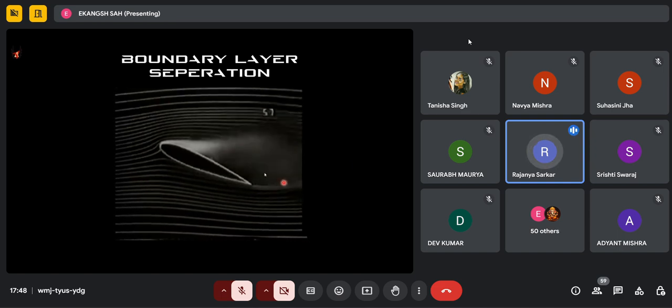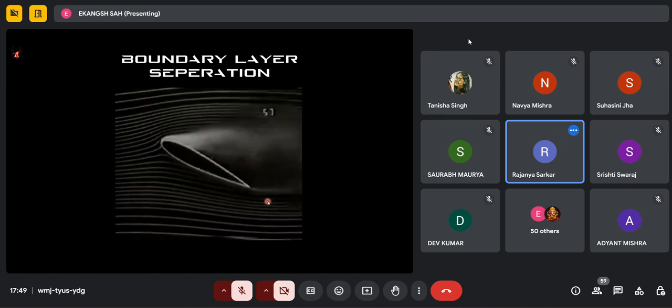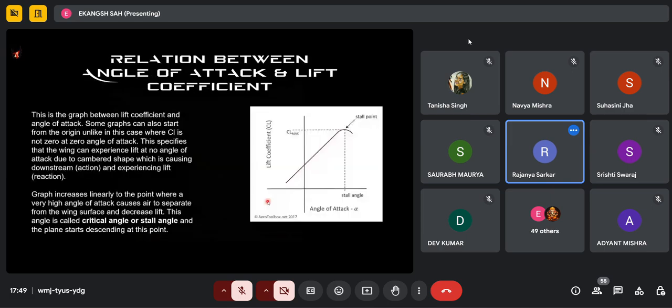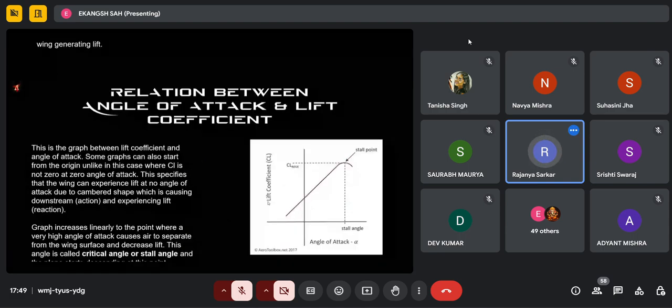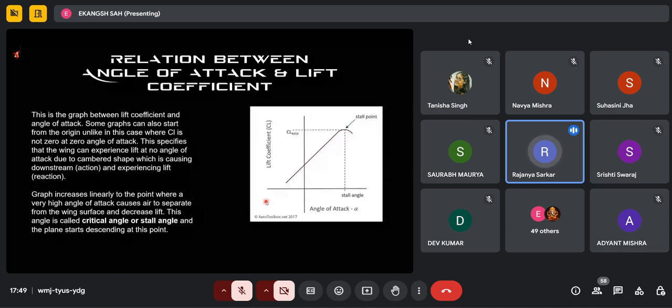So, basically what happens, please move to the previous slide. Ikansh, can you please move to the previous slide? Okay. So, move to the next one. Please show me the plot of CL versus alpha.